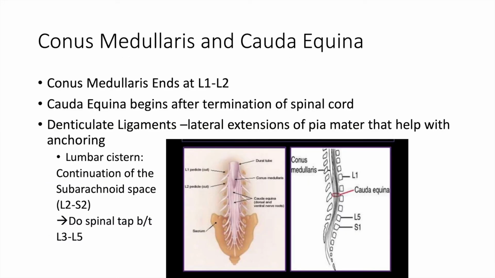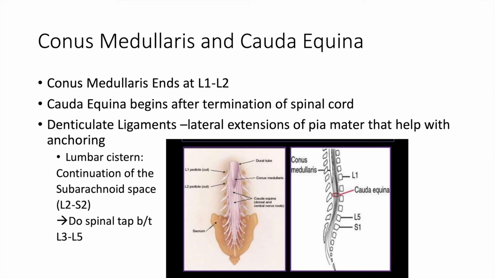Okay, conus medullaris and cauda equina. So our conus medullaris, like our actual spinal cord, what we think of, it comes to a cone shape, and that's going to end at L1, L2. Our cauda equina, our horse's tail, so after that, we've got lots of nerves coming off of this, and that's called our cauda equina. And that begins after the termination of our spinal cord.